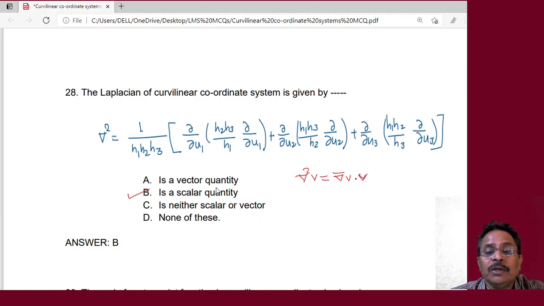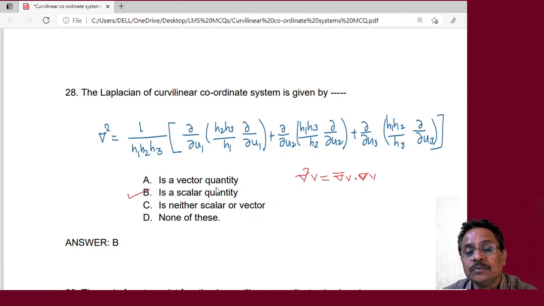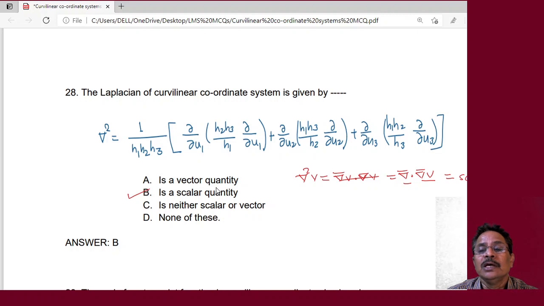So Laplacian del squared v can be written as del bar dot del bar v. This is a vector, this is also a vector. The dot product of any two vectors is always going to be a scalar. Therefore, this del square v vector point function is always a scalar physical quantity. That's what question number 28 is, B is the correct answer.